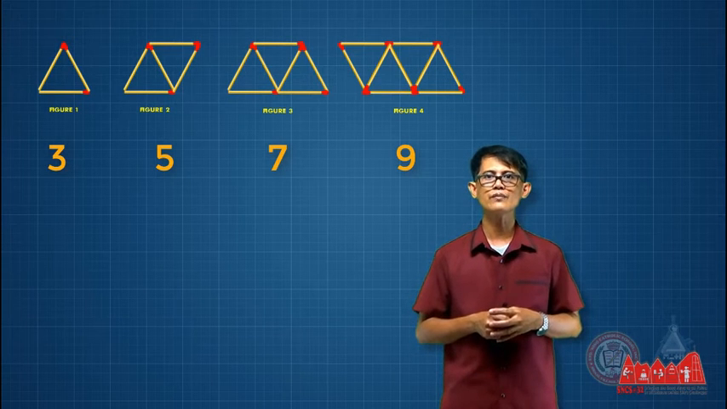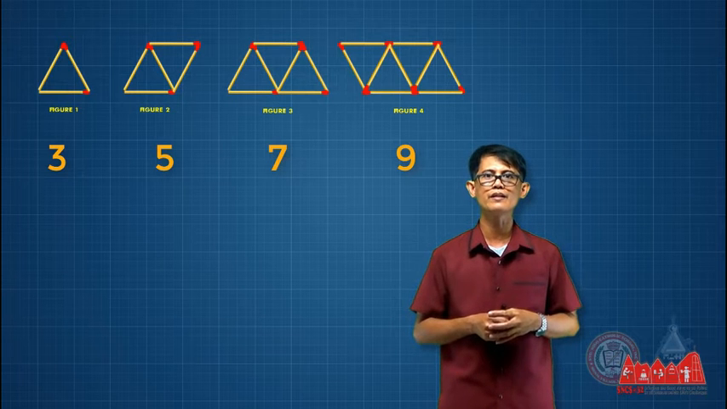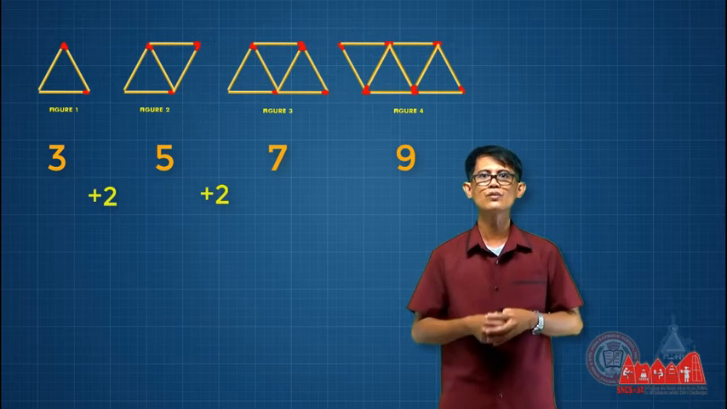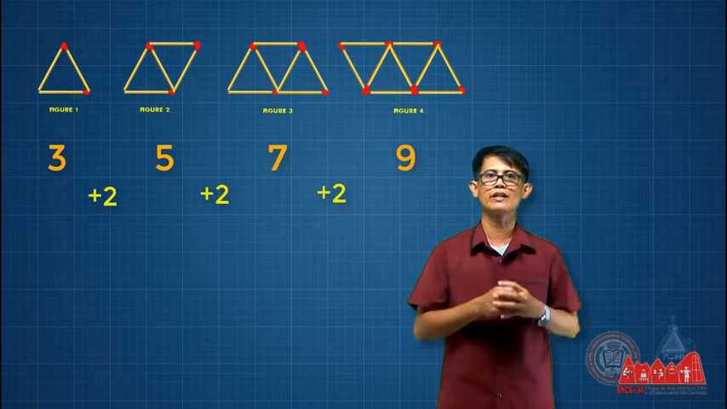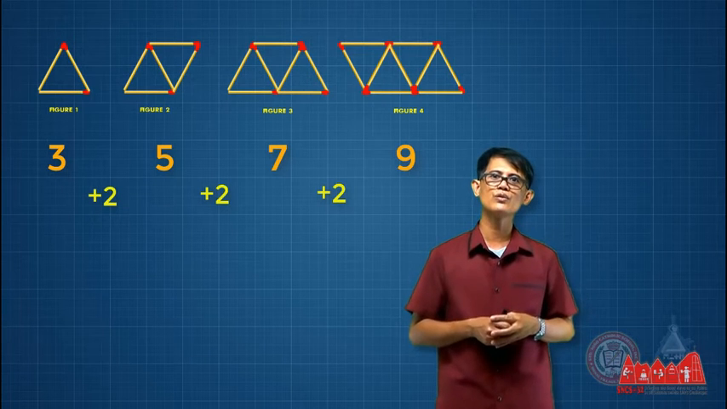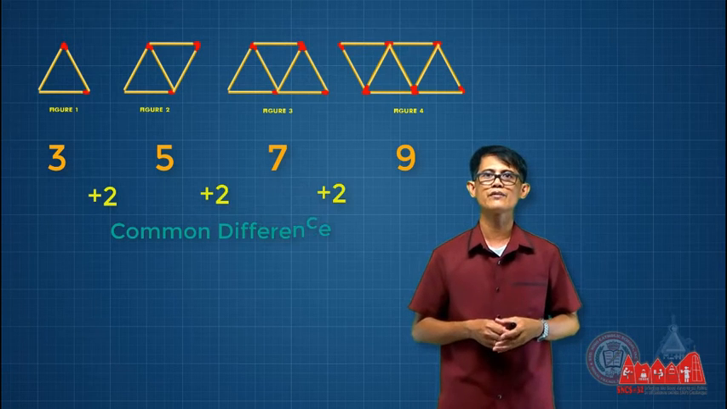Did you see the pattern right away? Yes, we just keep on adding 2 to the previous number repeatedly. Plus 2, plus 2, plus 2. Paulit-ulit, ng paulit-ulit. We call this constant 2 the common difference or the interval.